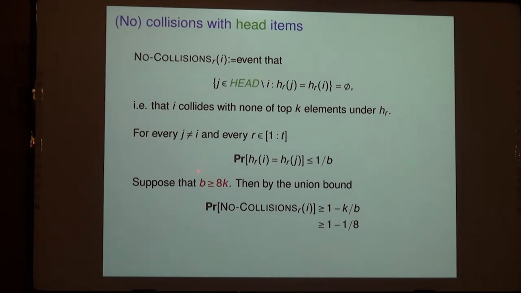Now remember, in the setting of parameters, we wanted the number of buckets to be at least 8k. I've been saying 100k, but 8k actually suffices. Then item i collides with item j in the head of the signal with probability at most 1 over b, and there are k elements in the head of the signal. So by a union bound, the probability of colliding with at least one of them is at most k over b. So the no collisions event happens with probability at least 1 minus k over b, which is at least 1 minus 1/8. Questions, concerns?